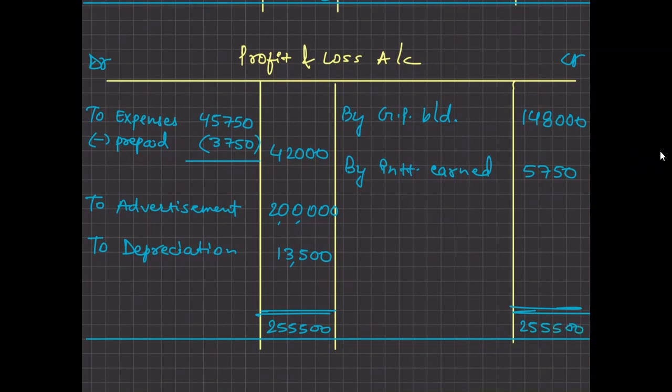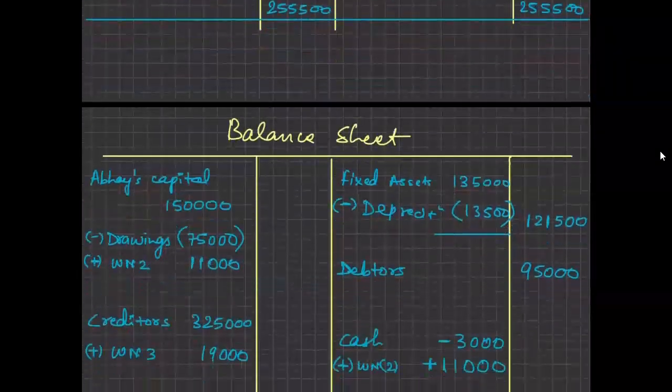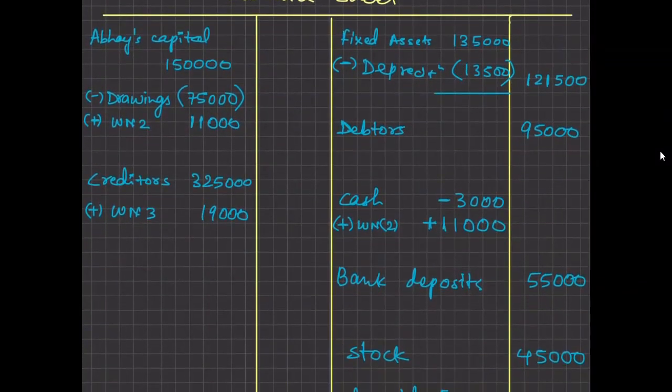Here also 2,55,500 minus 148 minus 5,750. So I will have a net loss. That is the balancing figure. That would be 1,01,750. Okay, that will be carried down to your balance sheet. From that will be deducted from your capital. That is net loss for the current year, 1,01,750. That will be deducted from your capital.